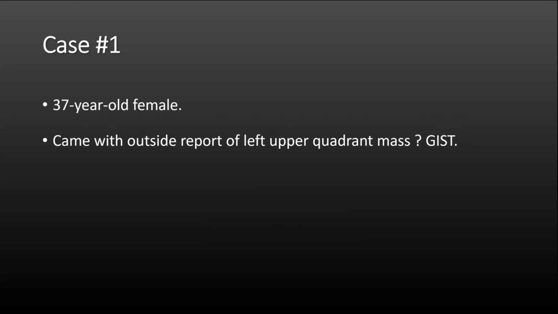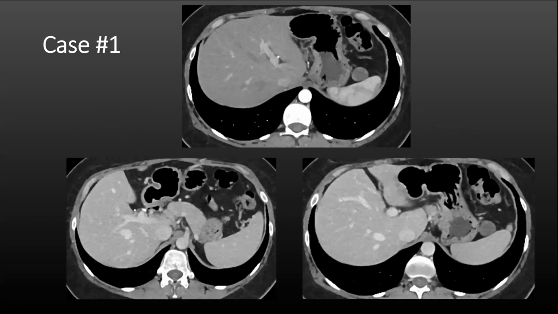This is a 37-year-old female. She came with the outside report of left upper quadrant mass. They said it's query GIST. So accordingly, the biphasic CT scan was done. I'll give you a couple of seconds to look at it before I start the polling.